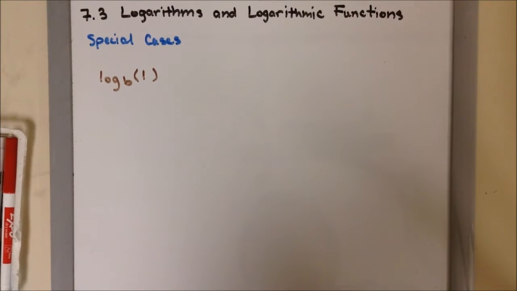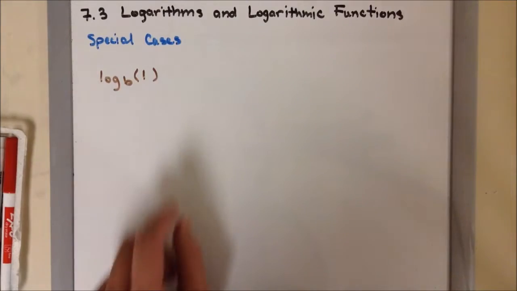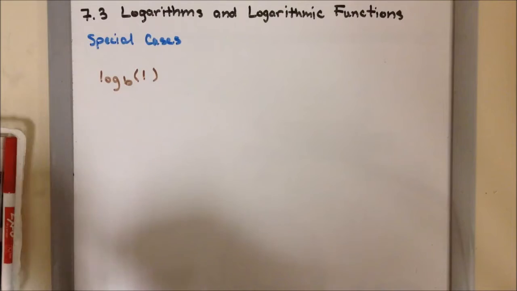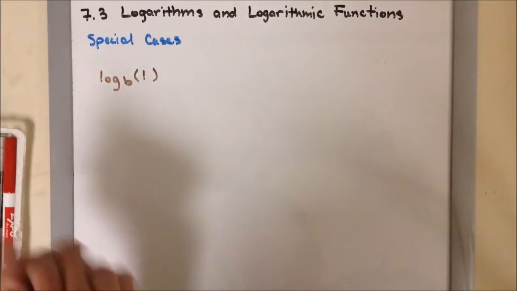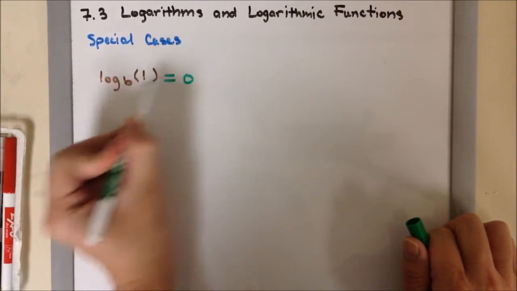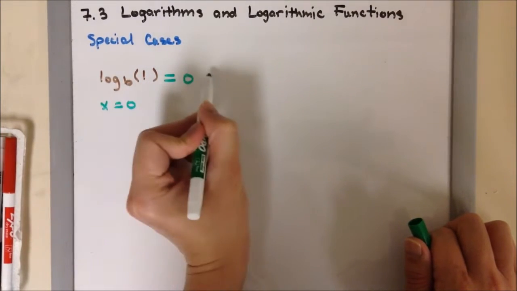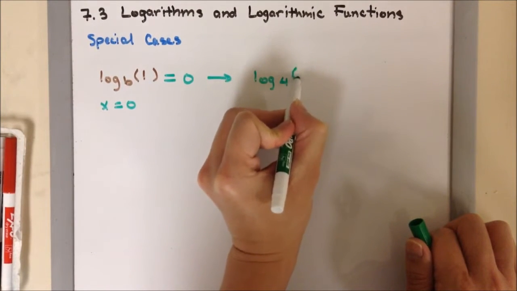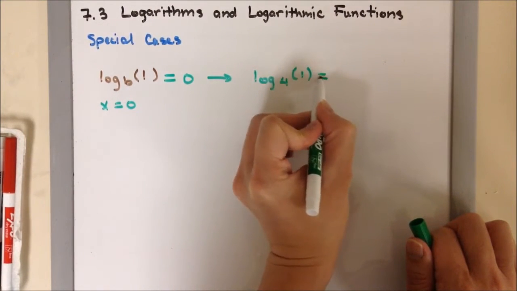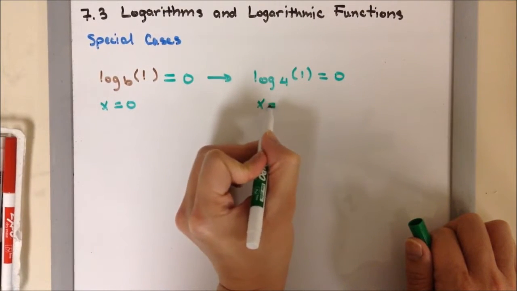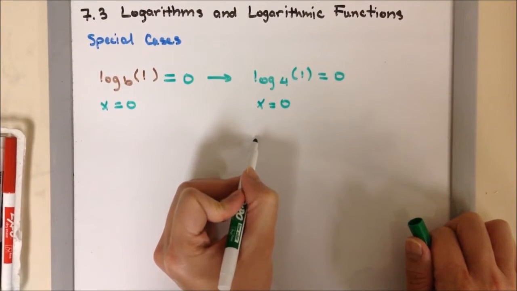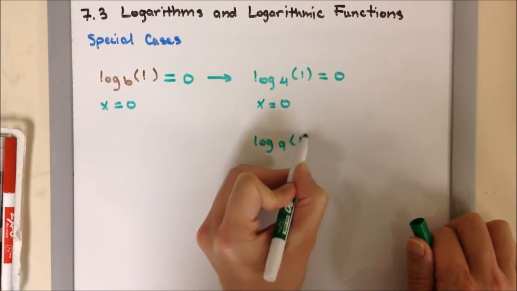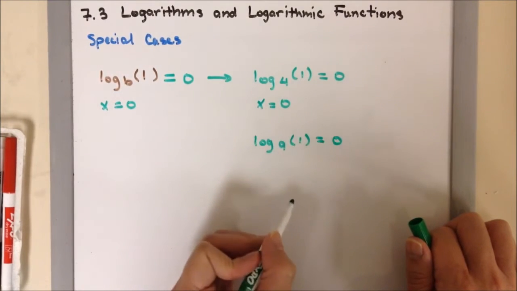In this next special case, we have log base b of 1. When you have a log in this format, with any base, and you do a log of 1, then it will automatically equal 0. x equals 0. So let's do an example. Say you have log base 4 of 1, then it will equal 0. x equals 0. Let's do another one. Log base 9 of 1 will also equal 0.